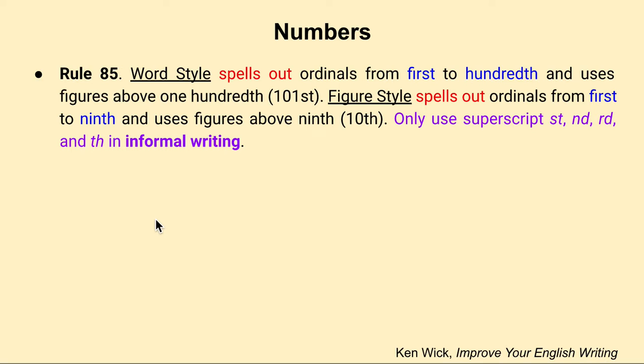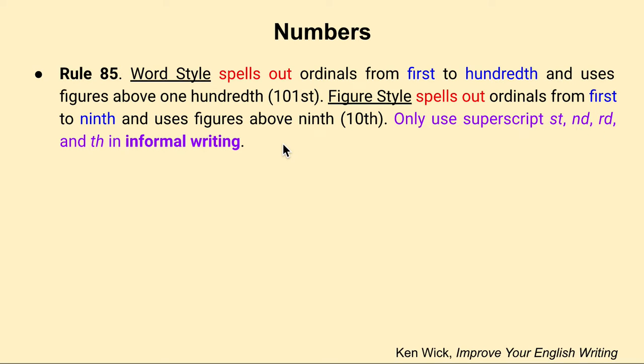So for ordinals, we have word style and figure style. Word style spells out ordinals from first to 100th and uses figures above 100th, like 101st. Figure style spells out ordinals first to 9th and uses figures above 9th, like 10th. So once again, they're formatting ordinals differently.